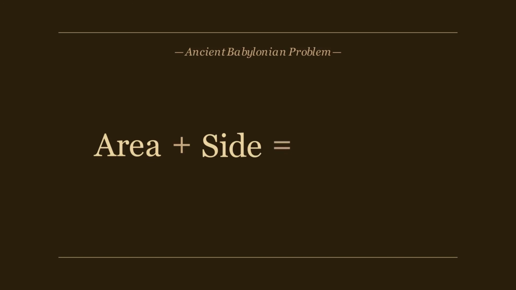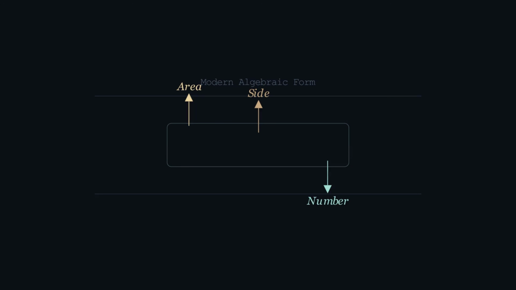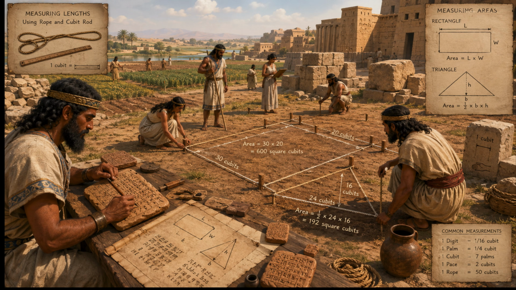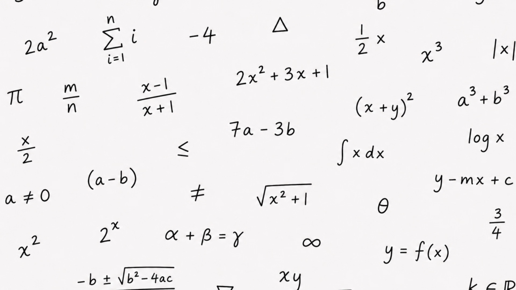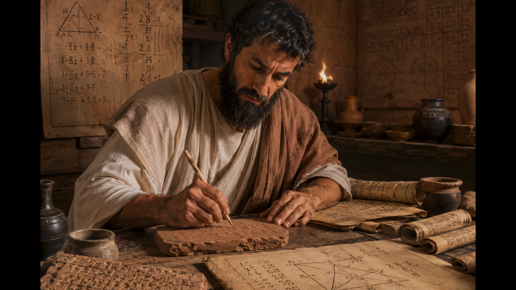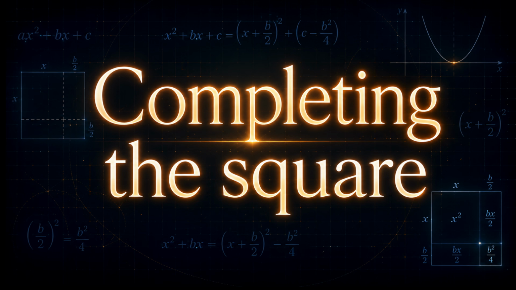A problem might sound like this. The area of a square, together with its side, gives a certain number. Find the side. Today, we would write this as x squared plus x equals 12. But the Babylonians did not need modern symbols. They used step-by-step numerical methods. And surprisingly, many of their methods were very close to what we now call completing the square.